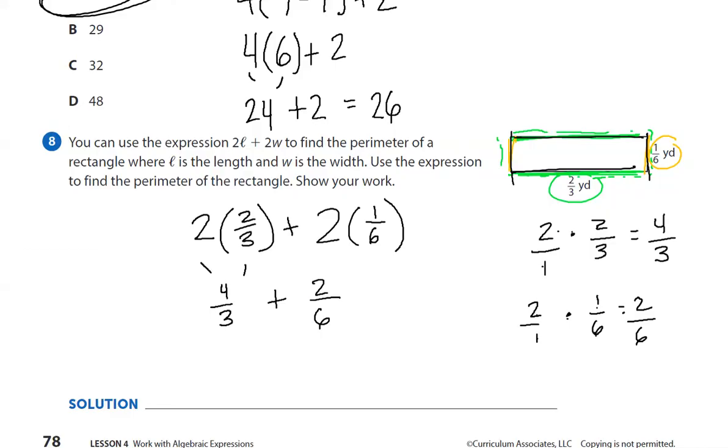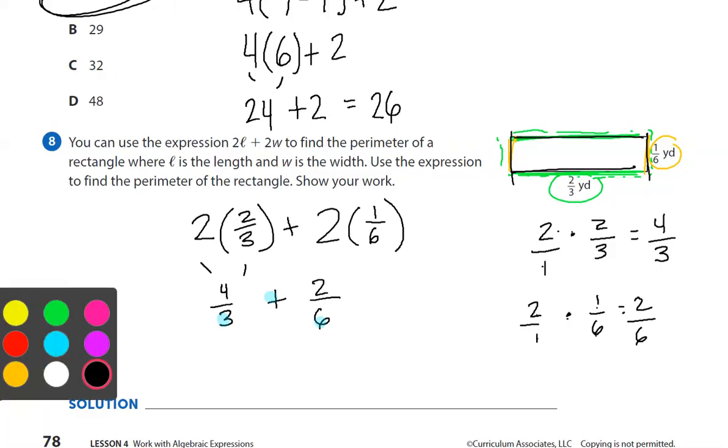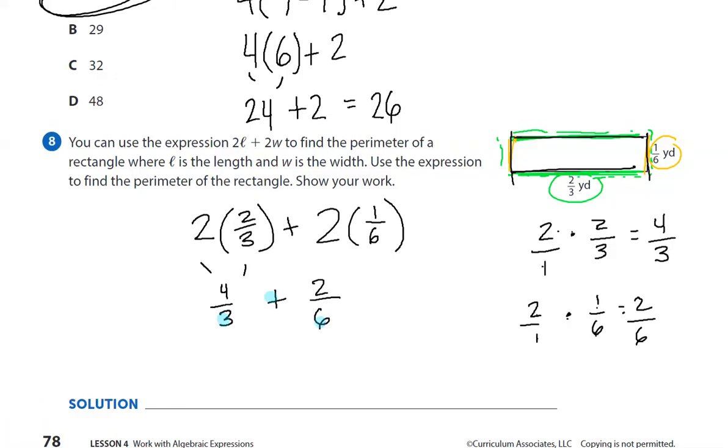Now, I'll pause here because look, we've got different denominators. But this is addition. To add fractions, you must have a like denominator. So I'm going to make them both into a 6. This one's already a 6. This one I have to multiply by 2 to make it a 6. And if I multiply that by 2, I must multiply the numerator by 2 as well. So now it is 4 times 2 is 8. 3 times 2 is 6. Plus 2/6. That one stayed the same. So now I have a like denominator. I can add my fractions.